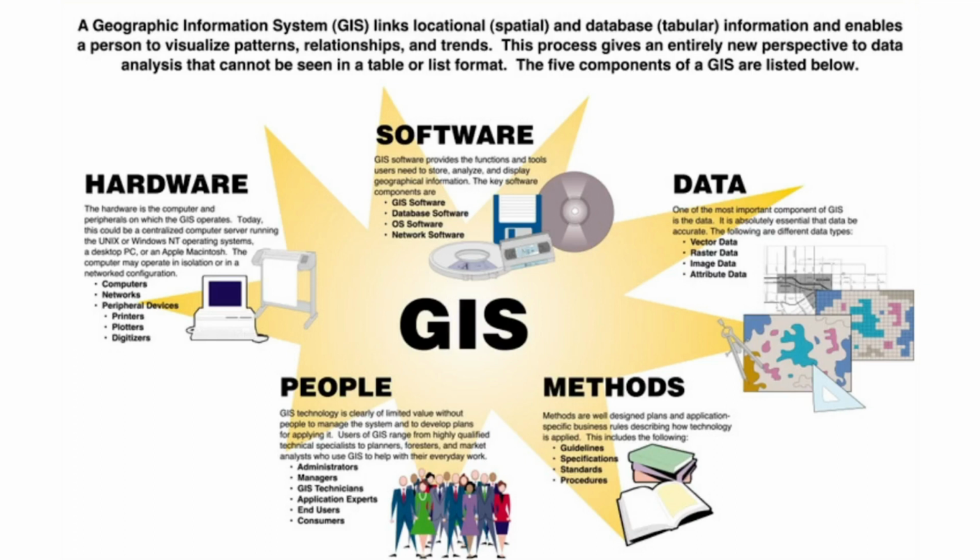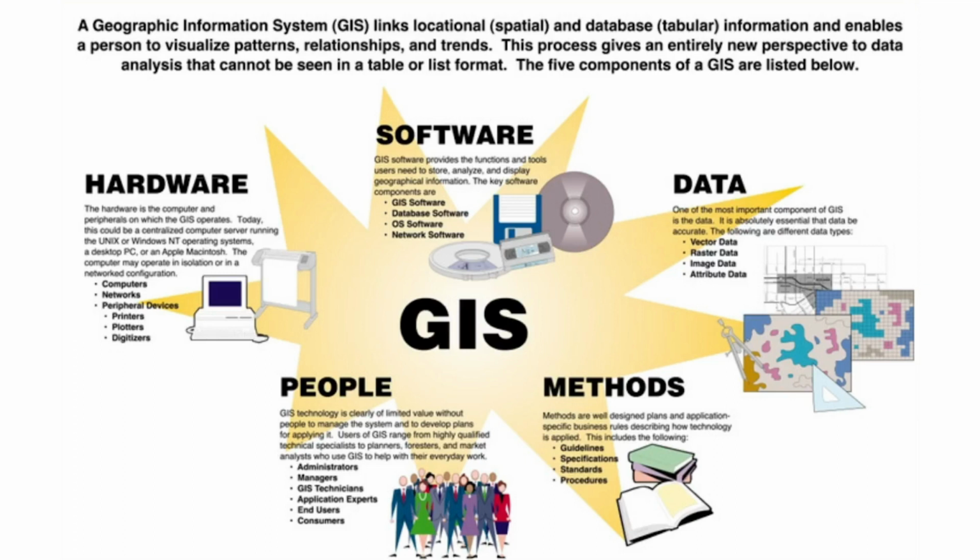First of all, we will see what is hardware. The hardware is a computer and peripherals on which the GIS operates. It may be computers, networks and peripheral devices such as printers, plotters and digitizers. Now the second component is software. GIS software provides the functions and tools to users that need to store, analyze and display geographic information. The key software components are GIS software, database software, OS software and network software.